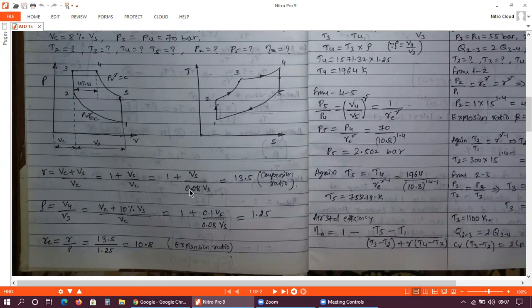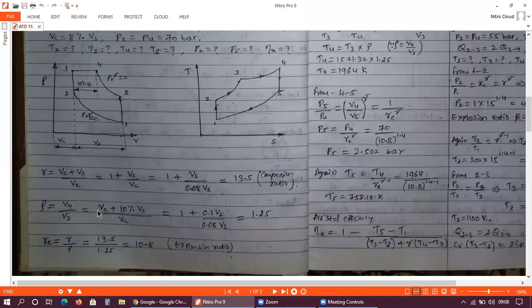So this is the special note. Because this Vc clearance volume is 8% of the stroke volume, I'm replacing it so that I can get a common term, and this Vs gets cancelled. 1 plus 1 divided by 0.08, you will get 13.5 as the compression ratio. Then similarly, this rho, that is the cutoff ratio, is given by V4 by V3.